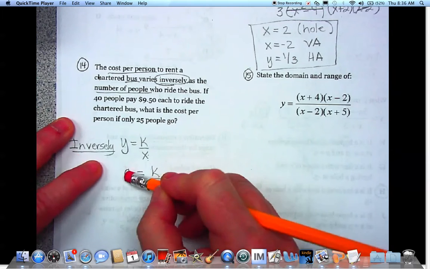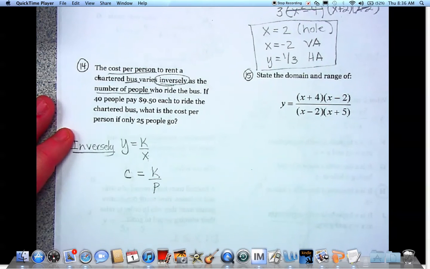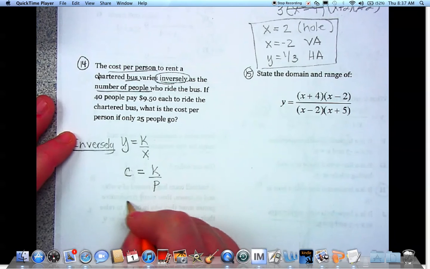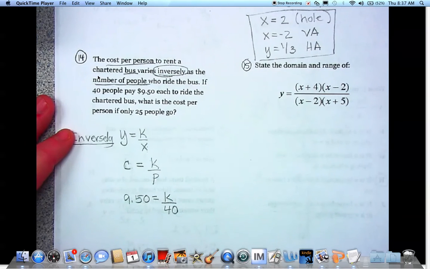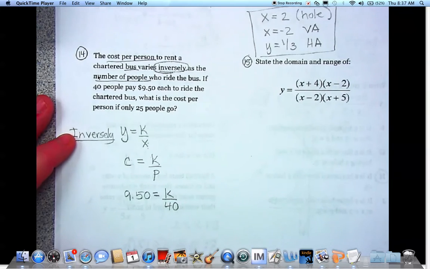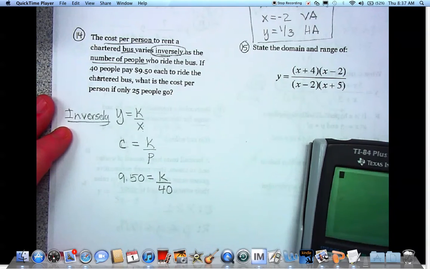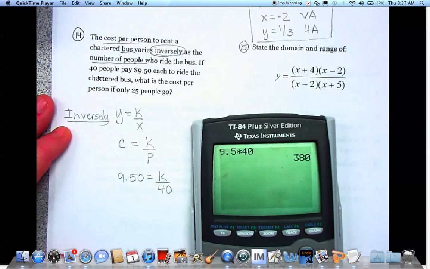Now, the cost. It says, if 40 people pay $9.50 each to ride the chartered bus, what is the cost per person if only 25 people go? 9.5 is C, over 40. Yeah, that's right, 9.5 equals K over 40. Number of people is 40, cost per person is $9.50. Now, how do you solve for K? You multiply 9.5 times 40. It's 380.